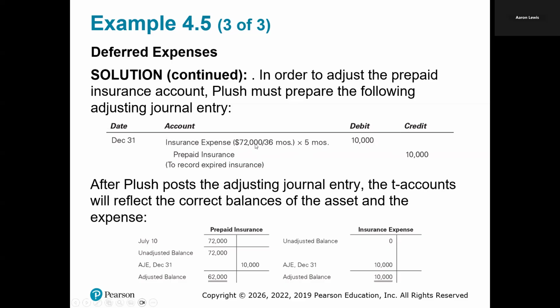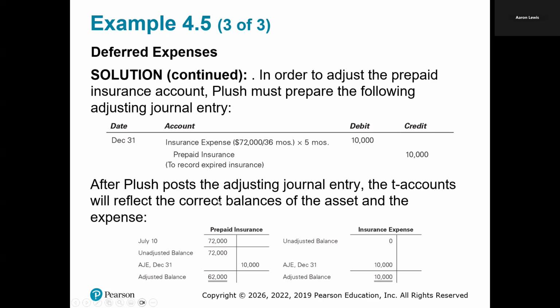Well, paying $2,000 a month and we utilized 5 months of it, we get to expense $10,000 of that cost that we paid. So this adjusting entry would have a debit to insurance expense for $10,000 to increase that amount of expense. Prepaid insurance is an asset. Assets decrease on the credit side, and since it's expired, we need to decrease that account. We would credit prepaid insurance for $10,000.